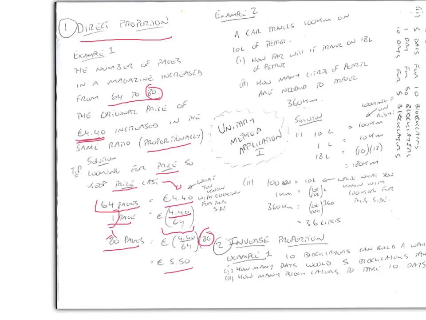So when it was 64 pages it cost €4.40, but now that we've 80 pages, to maintain the proportion we see that the cost would now be €5.50, and we did that using the unitary method here.